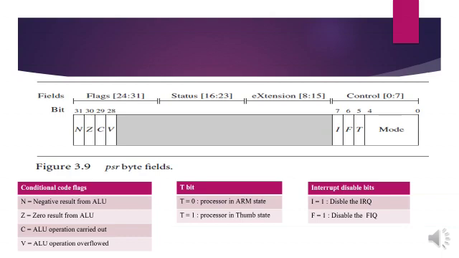Wherever we set I equal to 1, the interrupt request will get disabled, and by setting F equal to 1, the fast interrupt request is disabled. This is about the CPSR of the ARM processor core.